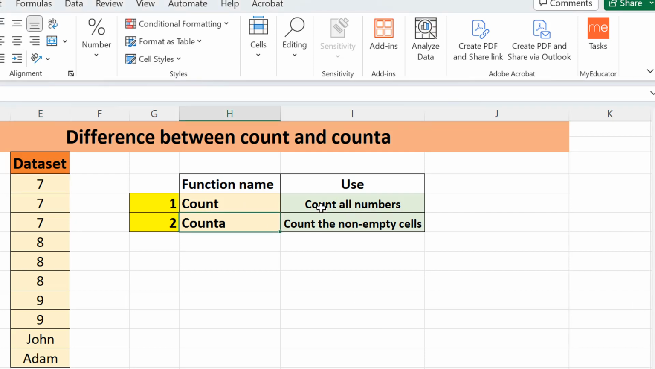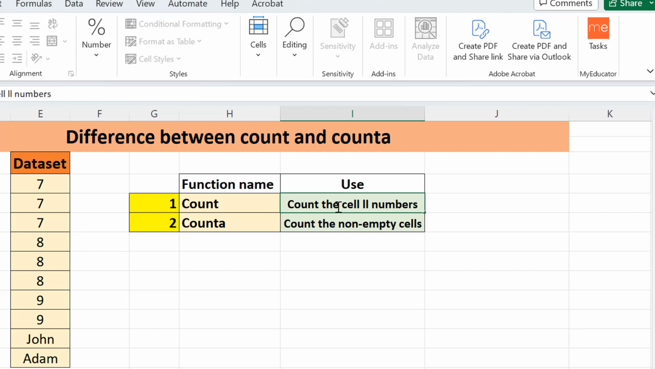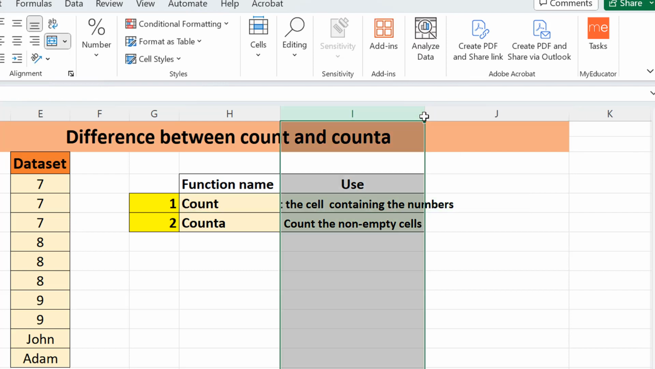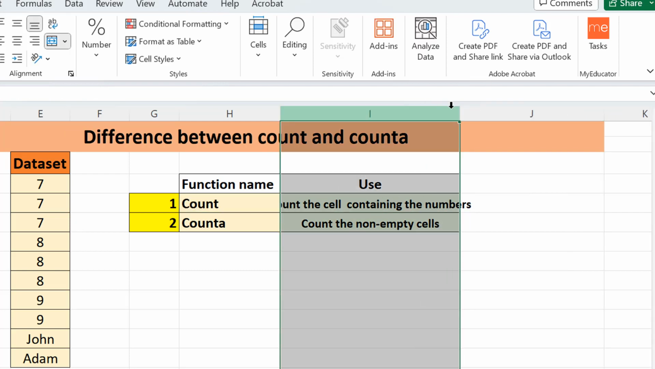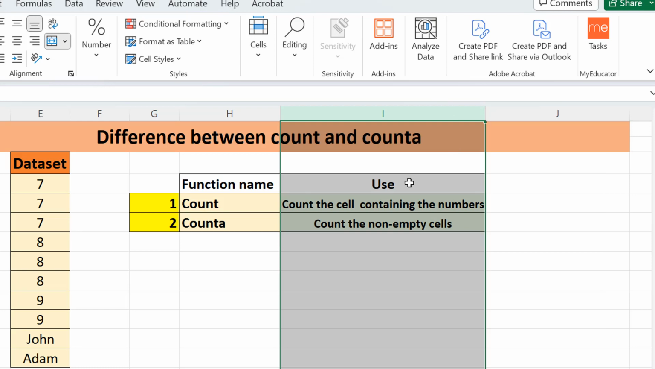So the COUNT function counts the cells containing numbers. So it counts the cells containing the numbers, in easy words. It means these COUNT functions are basically counting the number of cells, not the numbers inside them.